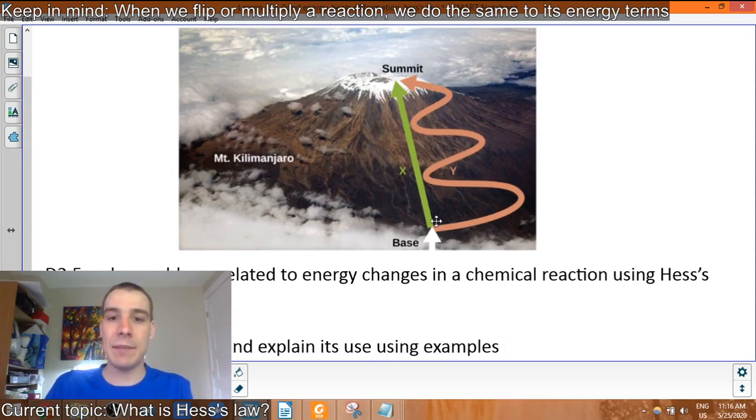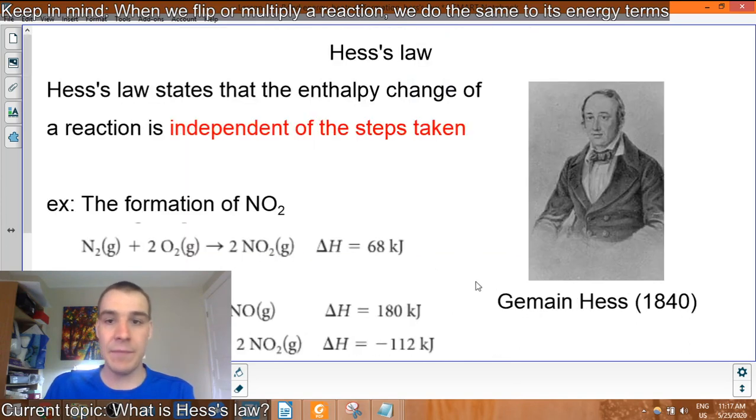Now, let's say we're climbing a mountain like Mount Kilimanjaro here. We could take the direct path to the summit up like this, or we could take a winding path like this. But at the end of the day, you're at the summit and you've gone there from the base, so your energy change, the visible energy change, is the same. If you saw someone here and then someone up here, hours and hours later, you wouldn't know which path they took, and we're going to use the same kind of logic for chemicals. So that's the basic logic for Hess's law.